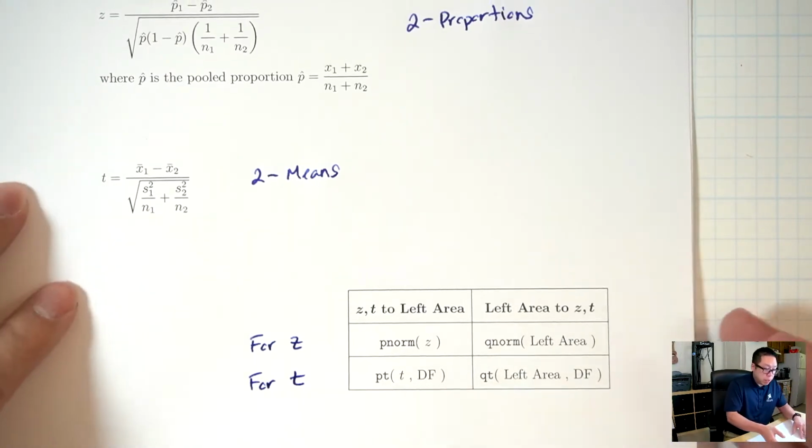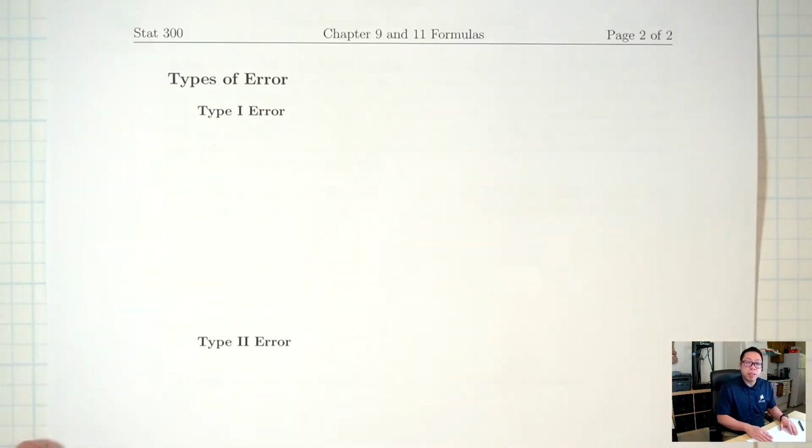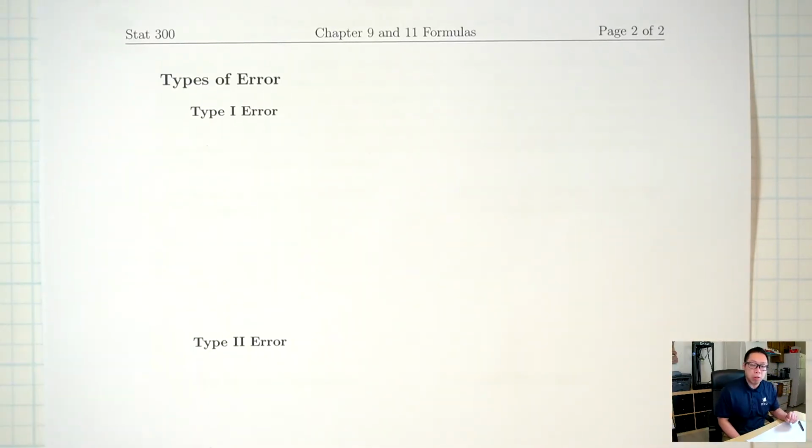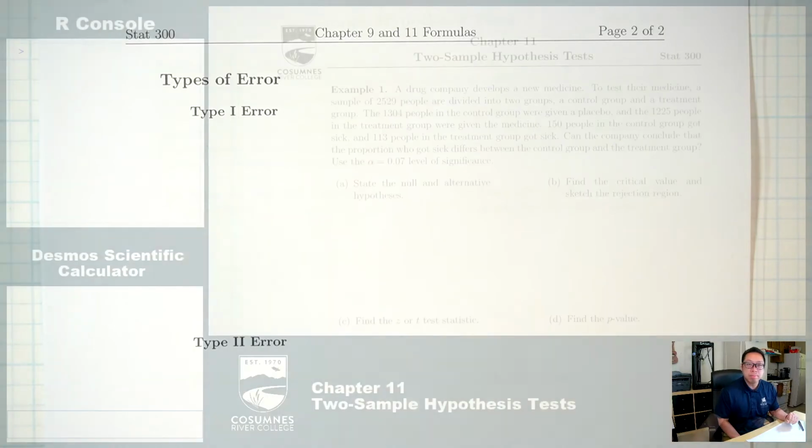On the second page are types of error. Let me skip this for now and come back to this when we actually encounter them. And let's jump to example 1.